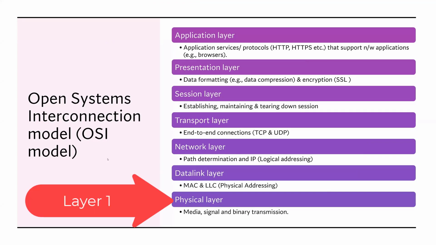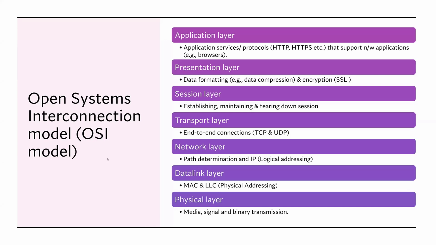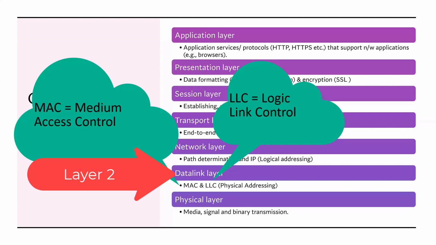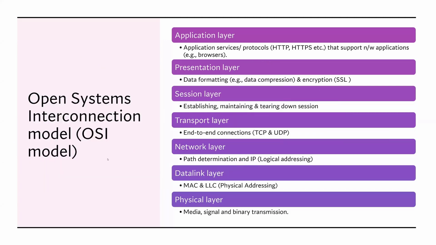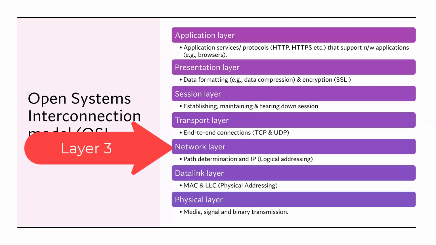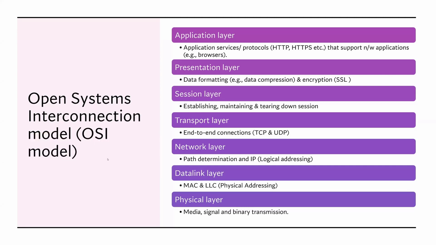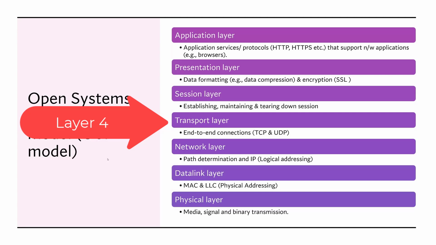The physical layer is where all your physical things such as media, signal, and binary transmission happen. Then you have the data link layer, where you have the MAC and LLC, which does the physical addressing. Then the network layer does the logical addressing of things. Then you have the transport layer, which is an important layer for you, where all the end-to-end connections and transmissions happen. The important protocols are TCP and UDP.